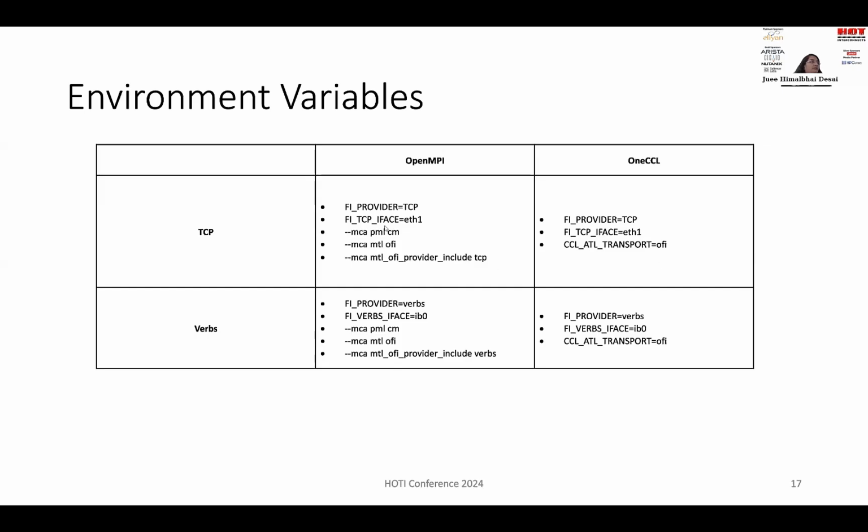So for Open MPI, we use three different environment variables to set the transport to OFI. With oneCCL, we have CCL_ATL_TRANSPORT set to ofi. So this will set the transport to OFI. And since we already mentioned that we want to use the TCP provider with the FI provider environment variable, it will use that. And for the verbs part, it will use verbs if we mention this.